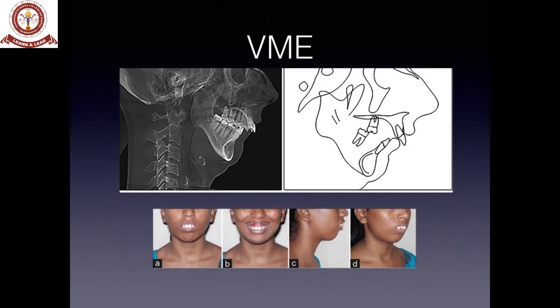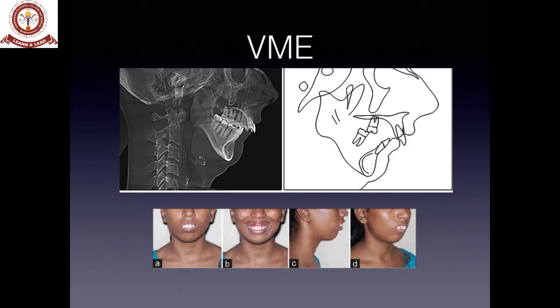If you see the lateral ceph image, you can see how the maxilla has grown downward and backwards. Because of that, the mandible is rotated clockwise, resulting in increased lower anterior facial height of the patient. So that is how a typical vertical maxillary excess patient will be.